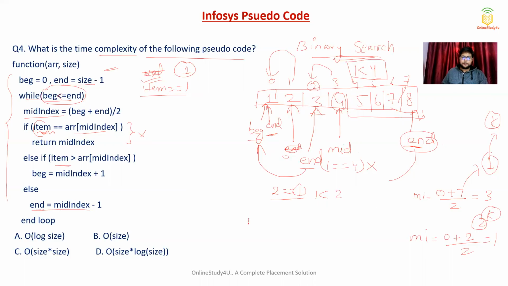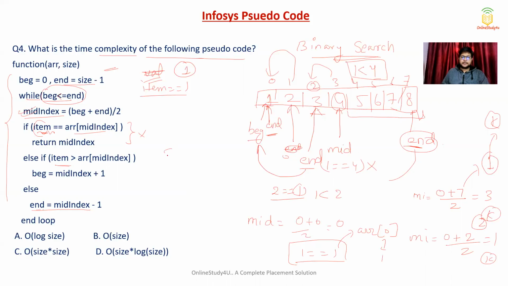Now mid is equal to 0 plus 0 by 2, that is 0. And now I'm checking if 1 is equal to 1, because the array at mid index is 1, right? And now I'm able to find my 1. So I'll return the mid index. For time complexity, we are concerned about the approximate value. So let's say for this also we did k unit operations, right?